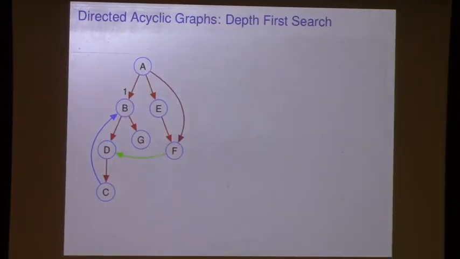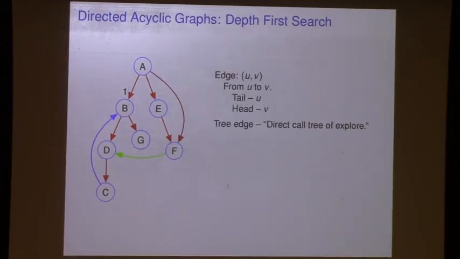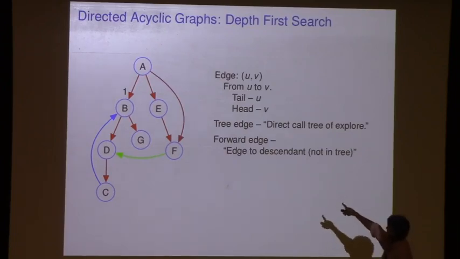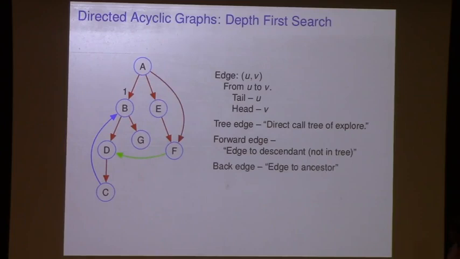Okay, so you just think of these things as times. Okay, I redrew it. These are, again, the edge from U to V. There's a tail, there's a head. The tree edges are direct calls. It's just the call tree of Explore. It's how we get intuition. The forward edge is, here's a forward edge from A to F. Edge to the descendant. The back edge. You see the back edge?